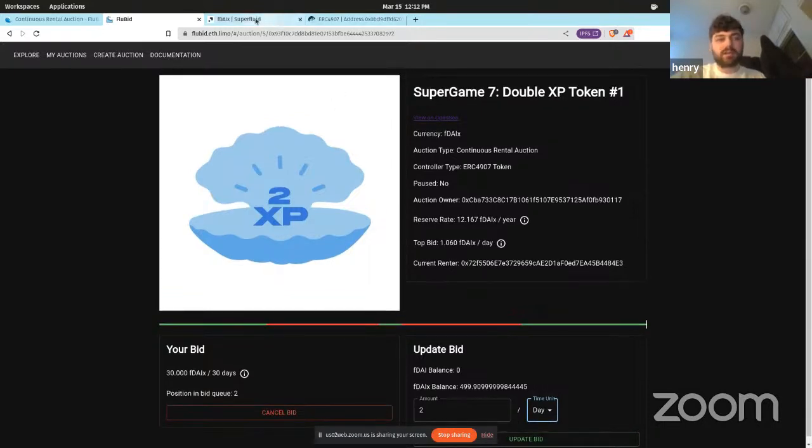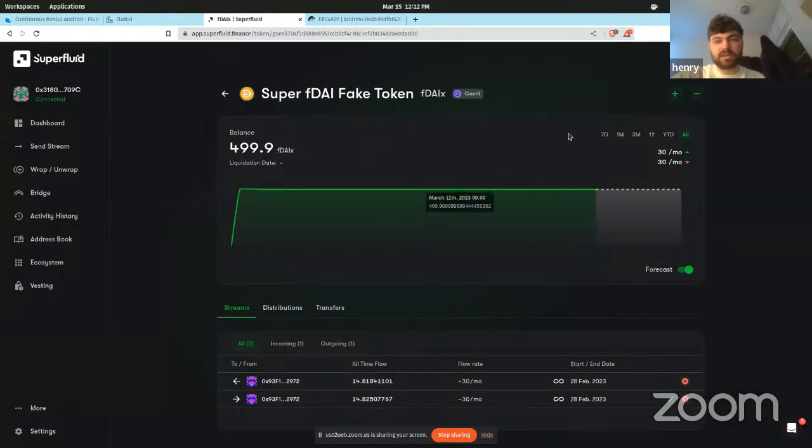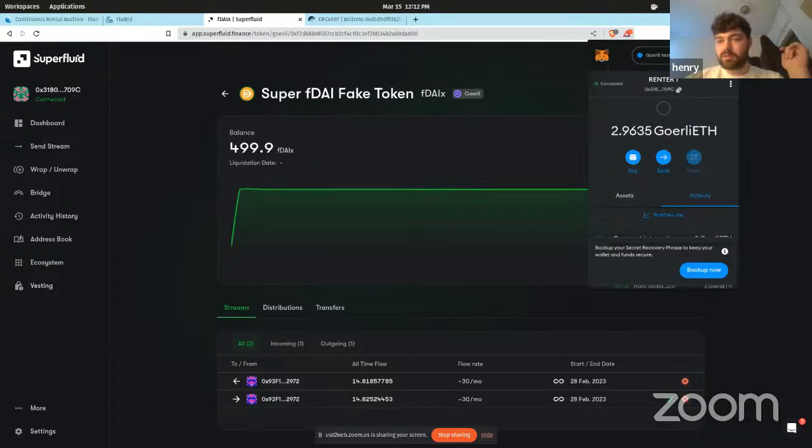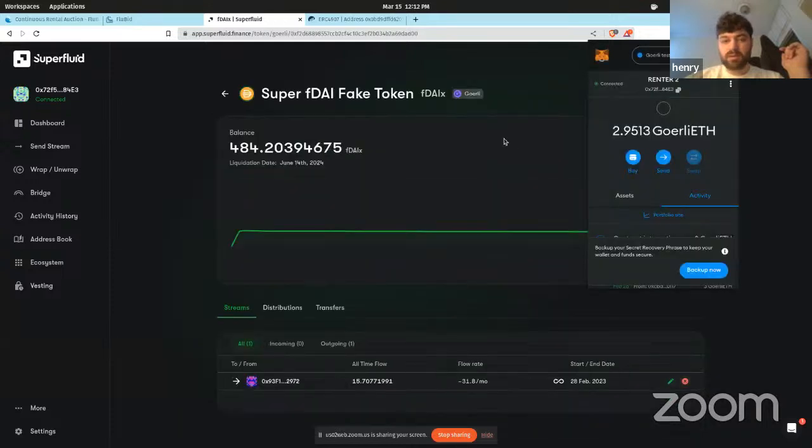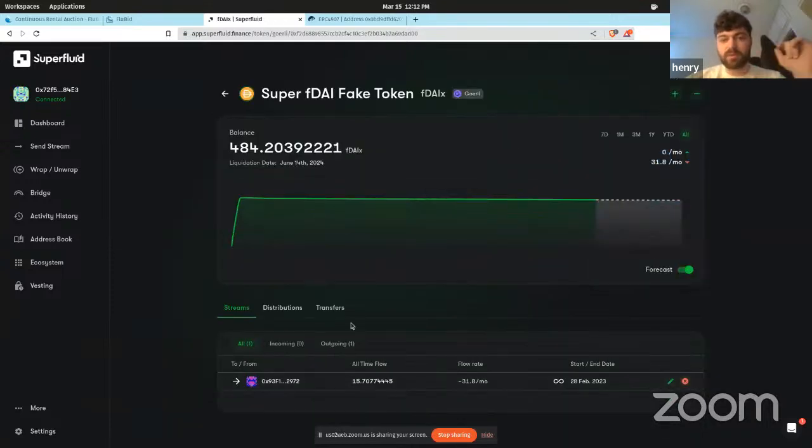If we go to the Superfluid dashboard, you can see this is 318 here. They're streaming to the auction contract, and the auction contract is also streaming back to them, so their balance isn't changing. But if you go to the current renter, you can see they're streaming to the contract. The contract is then streaming to the owner of the NFT.